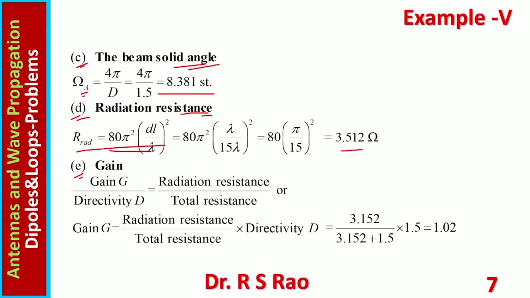Lastly, gain. Gain by directivity is equal to radiation resistance by total resistance, or gain is equal to radiation resistance by total resistance into directivity. The radiation resistance is available. Total resistance is radiation resistance plus loss resistance. Directivity is 1.5. It gives gain as 1.02.